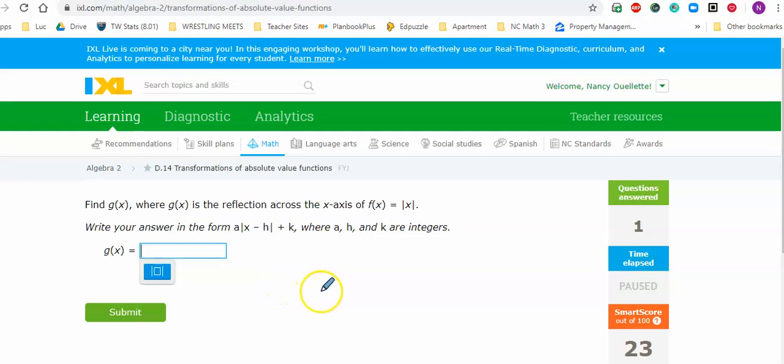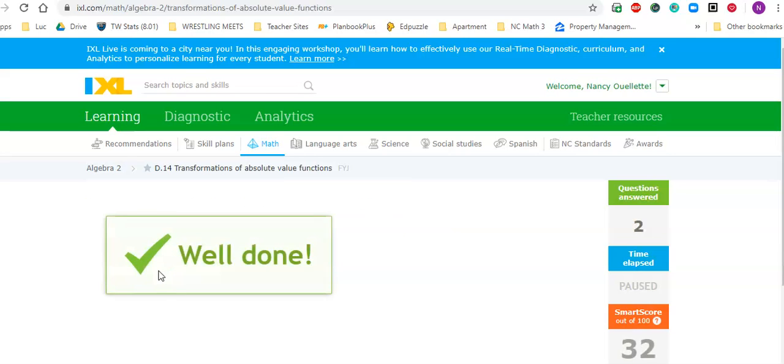So it looks something like this. G of x equals, and then all it says is it's reflected across the x-axis. So this is going to be a negative, and then your x goes in here. And that's it. It's just a reflection across the x-axis.